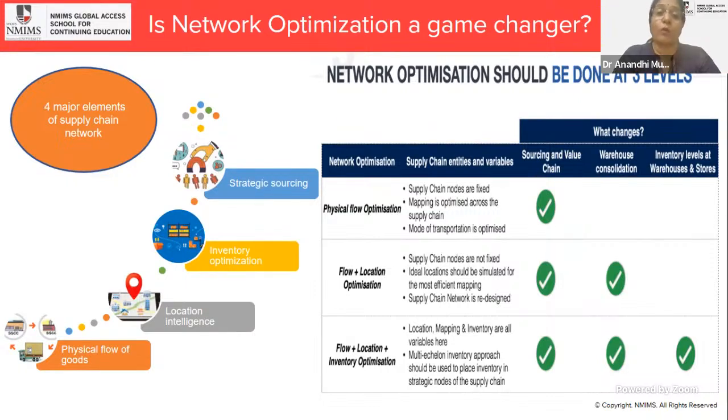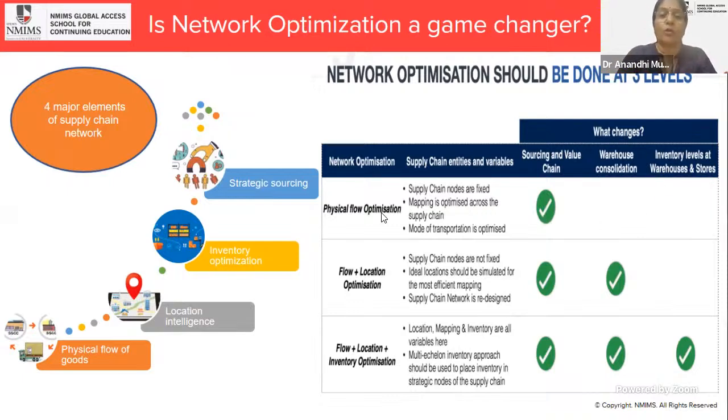Then it is the flow plus location optimization. Flow we saw. Then what is the location? When you go with this, here the supply chain nodes are not fixed. There, when you go with physical flow optimization, your customer points are fixed. Fine. But here in the location optimization, if your nodes are not fixed, then your ideal location should be simulated for the most efficient mapping. That means your customer is not at one point. Today you are delivering to one customer and tomorrow you are delivering to another customer. Even Amazon is not delivering to me always, right? There are multiple customers. So here the location keeps on changing.